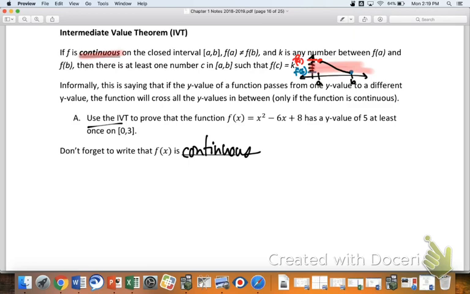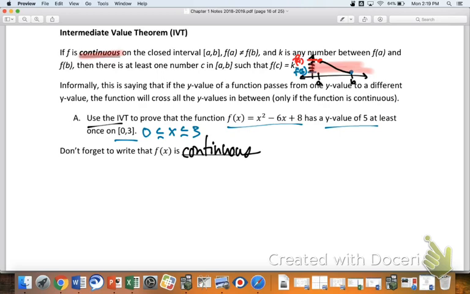So we're going to do this one together. We are trying to prove that this will have a y value of 5 at least one time on the interval 0 to 3. And this is an interval: 0 is less than or equal to x, which is less than or equal to 3. Those brackets mean a closed interval. So any ideas on what you would do? I'm just looking for a strategy, something that would get us started off on the right foot.